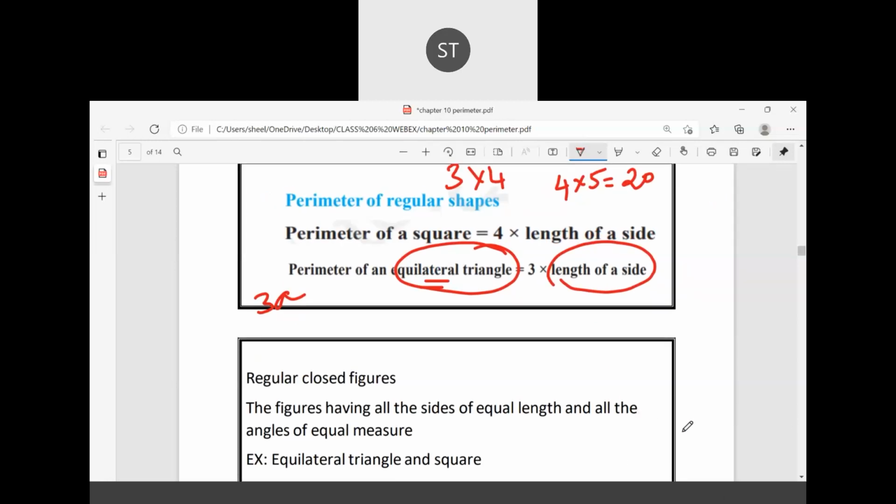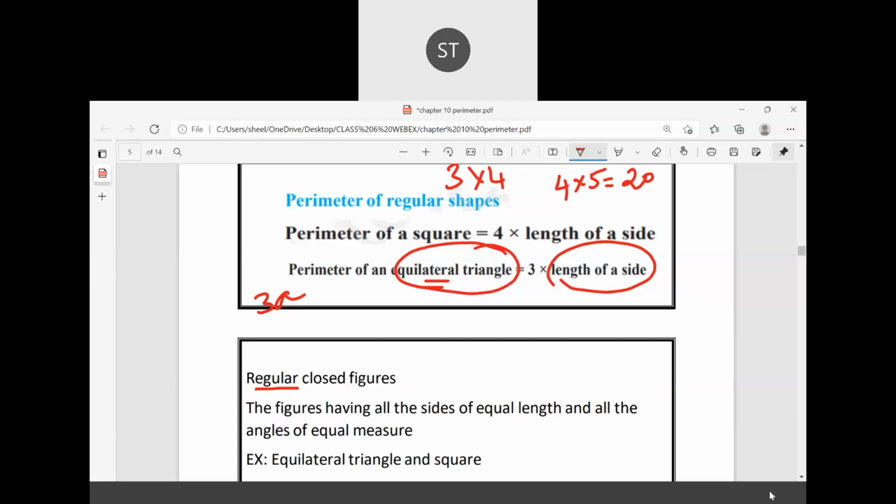The figure which has all the sides equal in length and all the angles of equal measure is called a regular closed figure. The word regular shows that the sides as well as the angles are equal. Now when you take the square, what happened to the angle? Each angle is equal to 90 degrees, isn't it? So all angles are equal there. Now what about the side? One side is 4, and all the remaining sides are 4 only. So all the sides are equal in length.